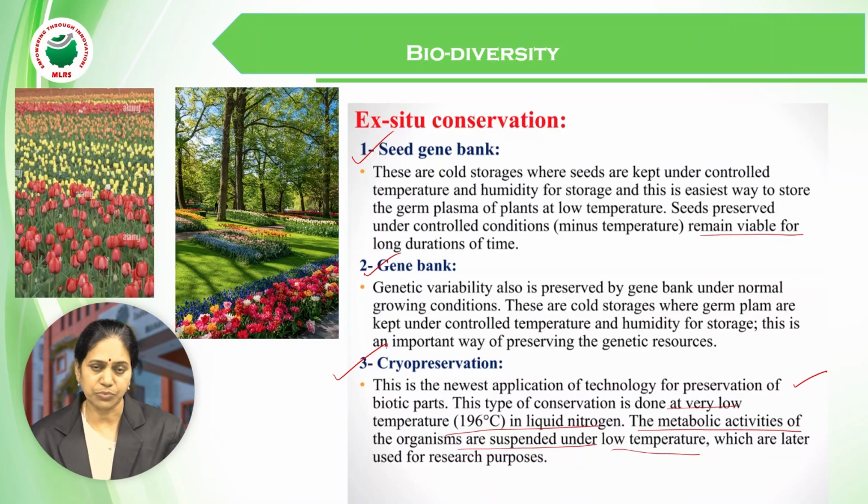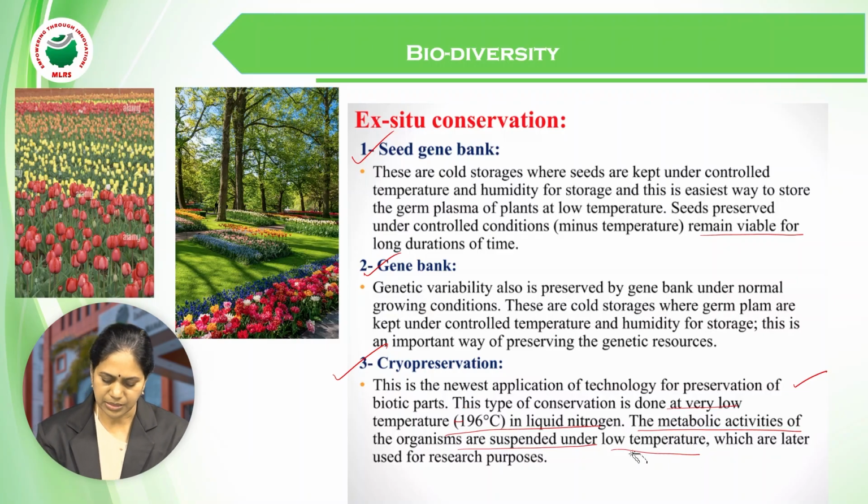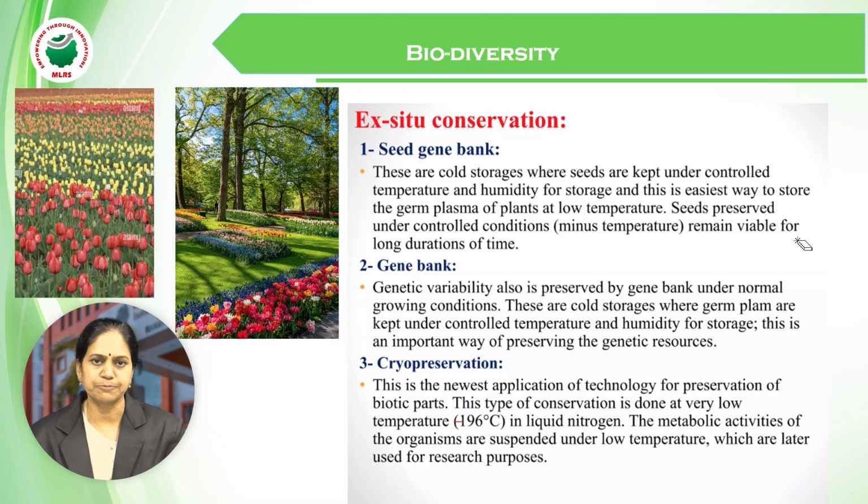It may be minus 196 degrees centigrade in liquid nitrogen. It is stored there where the metabolic activities of the organisms are completely suspended at this low temperature, and these can later be used for research activities. So all of this that I'm talking about is ex situ conservation, where we talk about seed banks, gene banks, and cryopreservation, storage of different parts at very, very low temperatures in liquid nitrogen. So that is ex situ conservation.